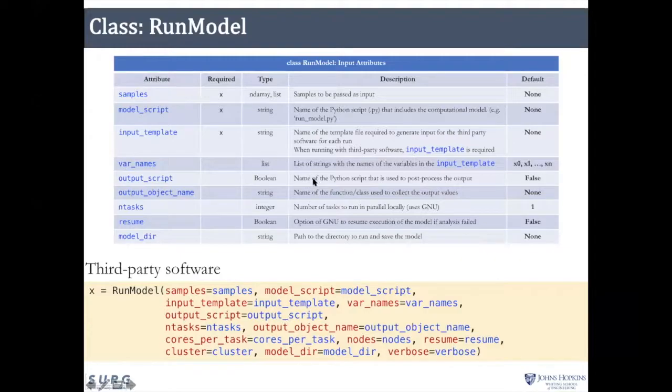Output script is the name of the Python script that is used to post-process the model output. It is again an optional input to RunModel. Output object name is similar to the model object name in the Python workflow. So it is the name of either a function or a class which is used to collect the output values. Number of tasks is an integer which defines either the serial execution or the parallel execution. And there are additional options which will be explained later.